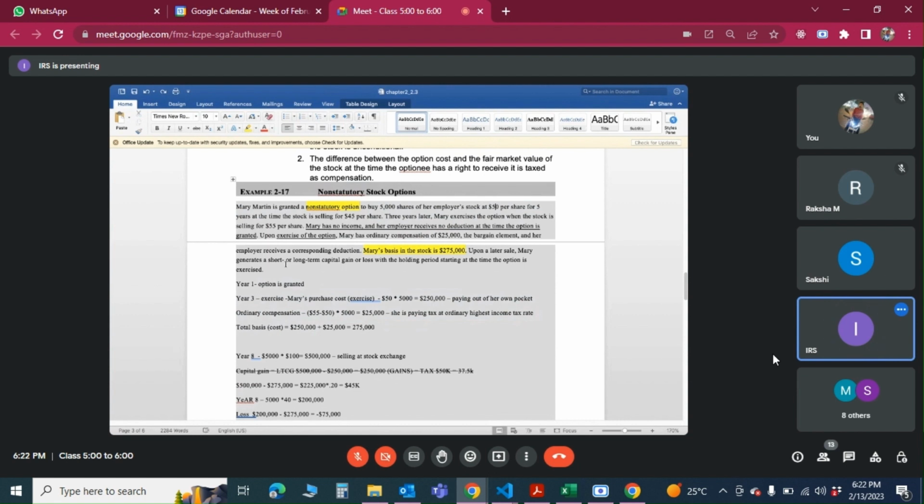Shweta? $275,000. How did you derive that? That is 5,000 shares multiplied by $55 per share. Correct. But then she's paying $250,000 and she's getting something which is worth $275,000. What is the difference between these two?